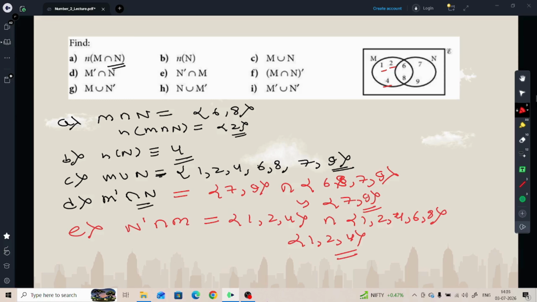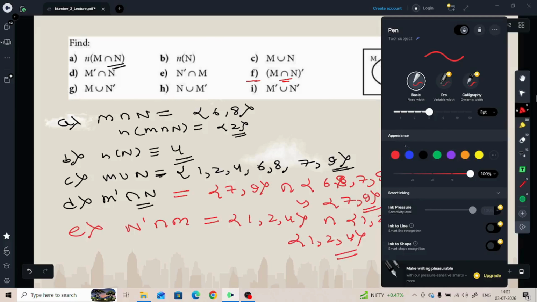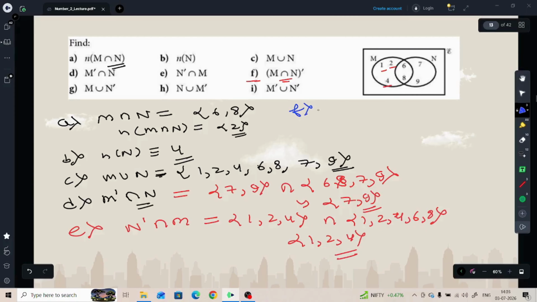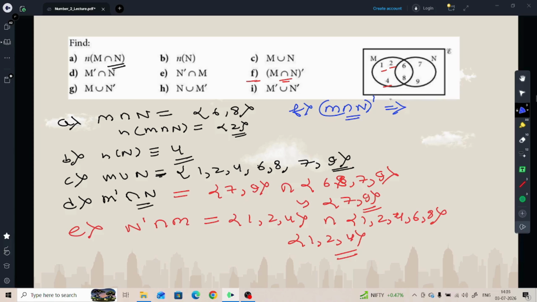Okay, let's continue. So we did up to E part. Now let's talk about the F part. F is also very simple to understand. So here it is asking you in the F part, let me change my pen color, it is asking you (M intersect N) complement. So for that, first you need to calculate the M intersect N part. So what does that mean? We'll be taking out the common elements present in M and N. So the common elements present in M and N are basically 6 comma 8.